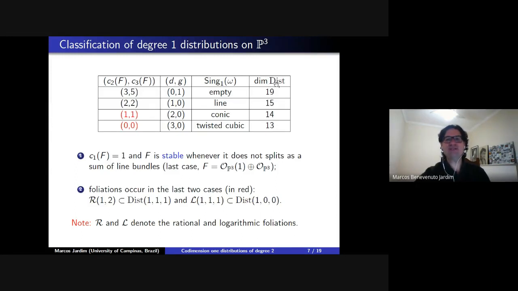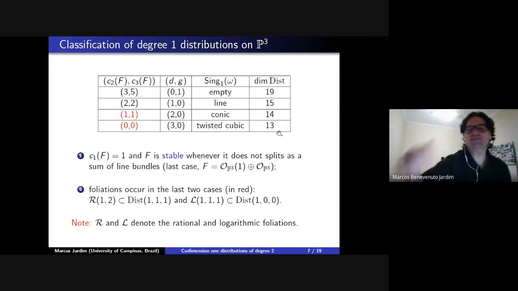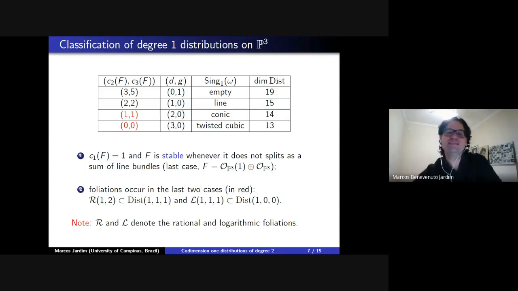This last column here, the dimension of the space of distributions, is worked out in a very recent preprint joint with Mauricio Correa and Alan Muniz that we posted just last week on the arXiv. And by the way, doing a little advertisement here, Alan will talk about this work this coming Friday, on the online seminar organized by Fernando Cukierman in Buenos Aires. So I guess Alan will say how we come up with these numbers here.